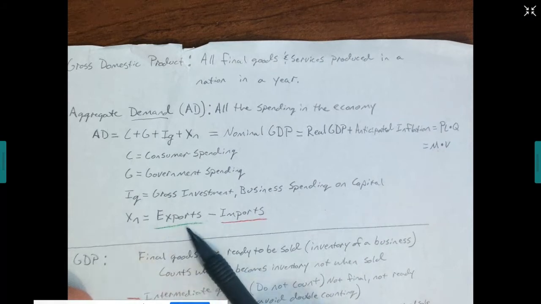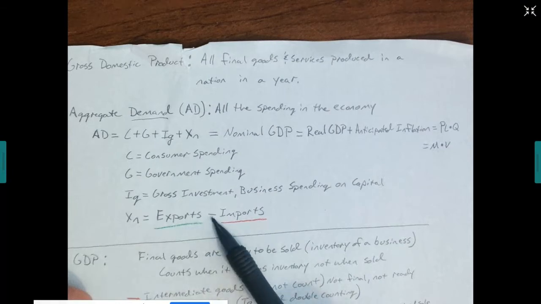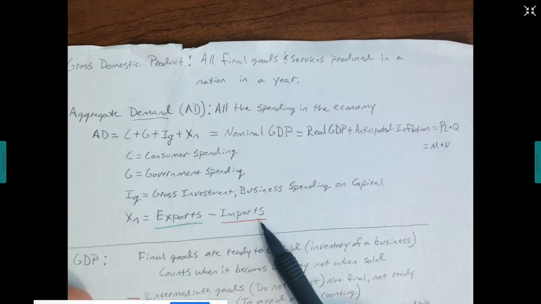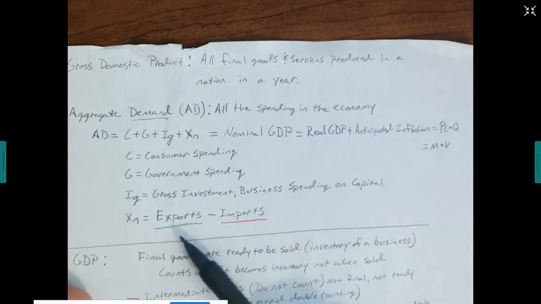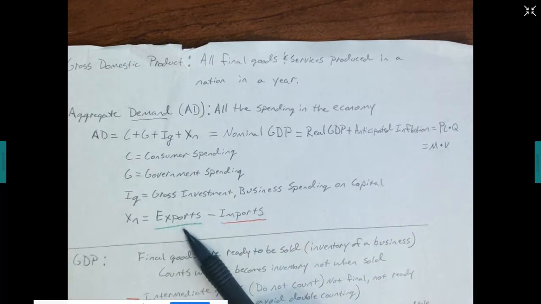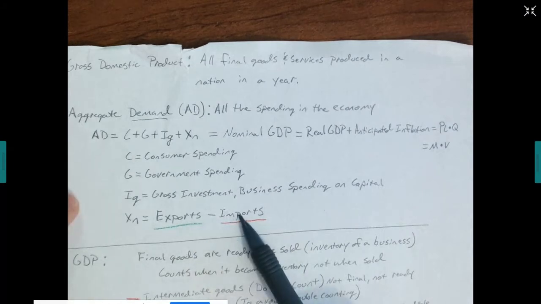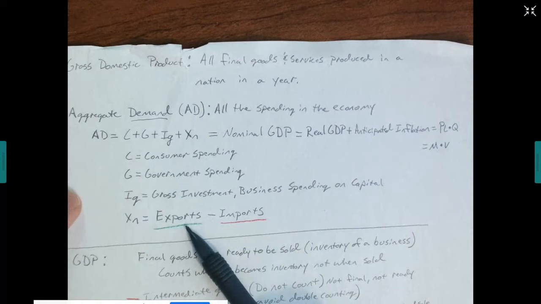exports are positives and therefore underlined in green, minus, this is not a dash, it's a minus, imports, which are a negative. Imports are negative because it is money leaving our economy. Exports are positive because that's foreign dollars flowing into our economy. When adding up GDP, you make sure that you subtract out the imports and you add the exports.